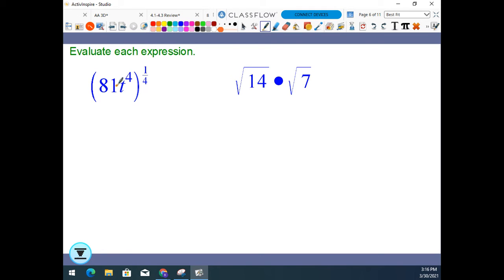Once again, we have a power of a product. So I need to raise each base inside to the outside exponent.